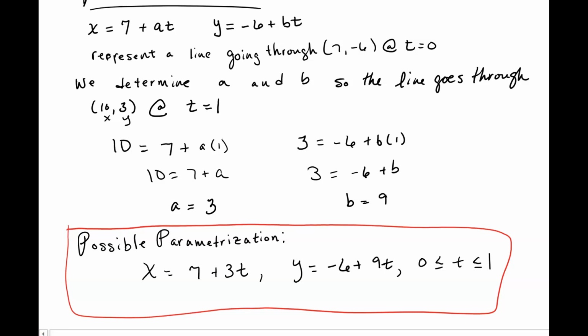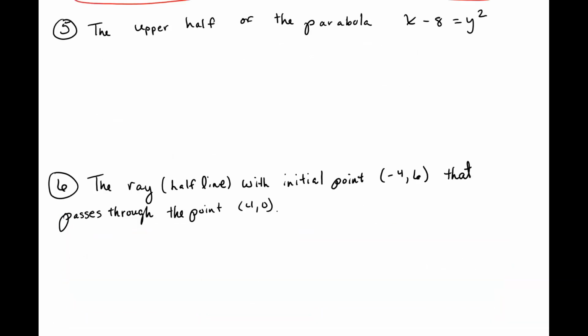So let's go ahead and take a look at another example. This one, number 5, says we're looking at the upper half of the parabola x minus 8 equals y squared. So it's a parabola oriented sideways, and it's facing to the right, if I'm not mistaken here.